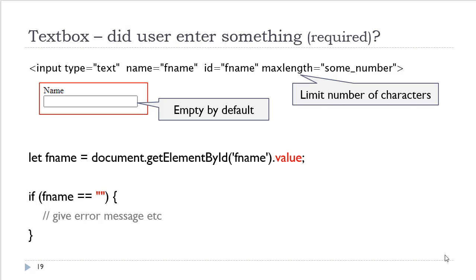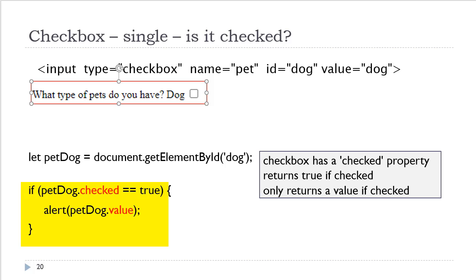Validating a text box is typically checked to see if it has a value. How do we do that? First, we access the text box, getElementById fname, .value, that's the value property. Then we check. If the value equals nothing, which is an empty string, then we know it is empty, and then we can give them an error message or act on that. So this is the process of checking or validating a text box.